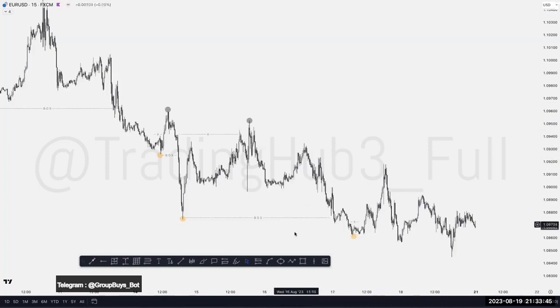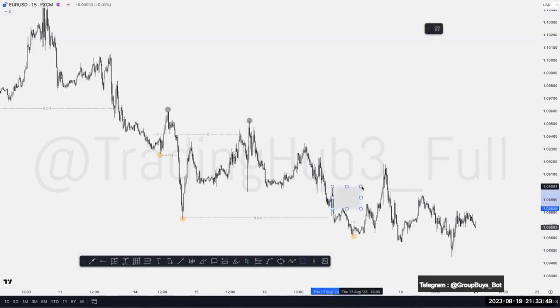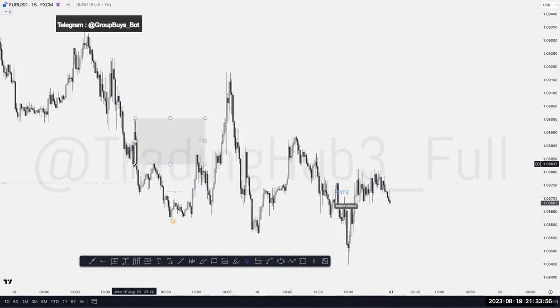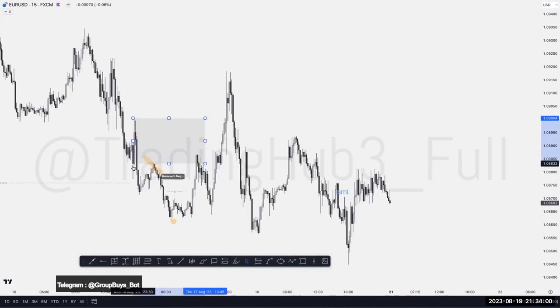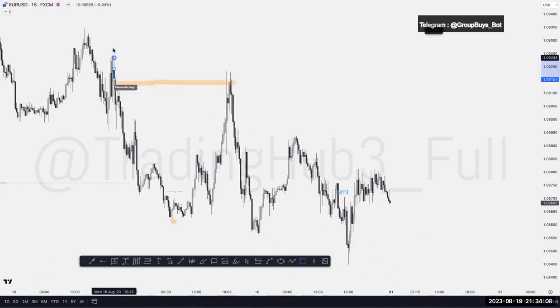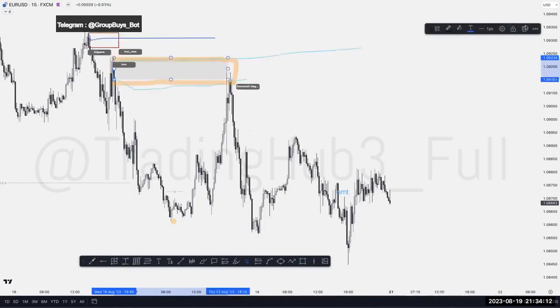Let me show you. No, this one is mitigated here, already mitigated here. This is not valid here. So this one is our PY here. Perfect. Absolutely perfect.